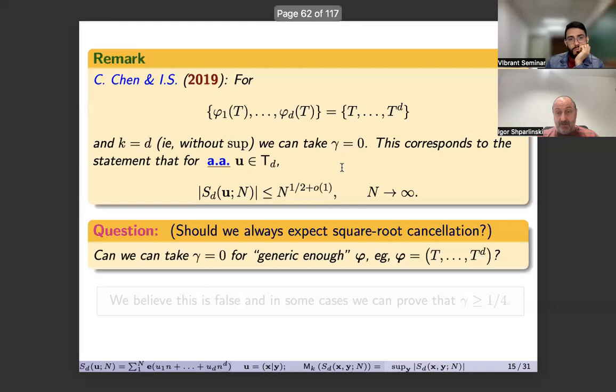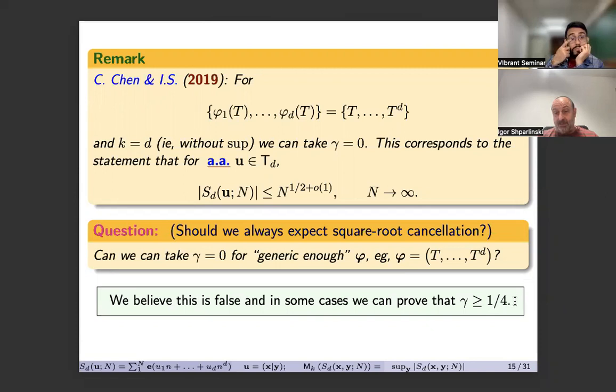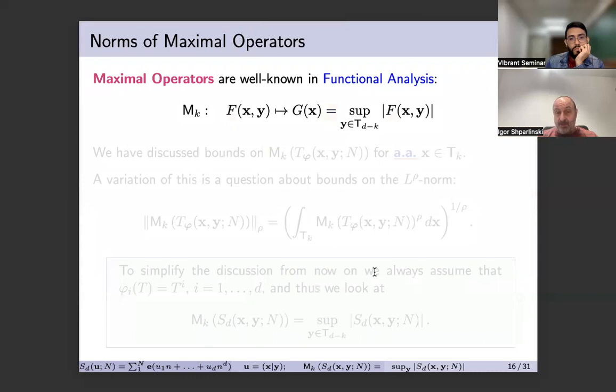Should we always expect the square root cancellation? Say, can we take gamma equals zero for a generic enough set of polynomials phi, for example, for this case? Not just when we take almost all values for all coefficients, but only for some. And we believe that this is false. In fact, in some cases, you can prove that gamma should be as large as 1/4. So in some cases, you can't expect anything better than n to the 3/4 here, which was a bit surprising. There are choices of functions which lead to very large sums, generically large sums.